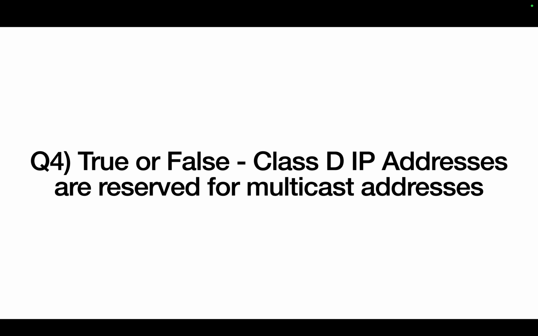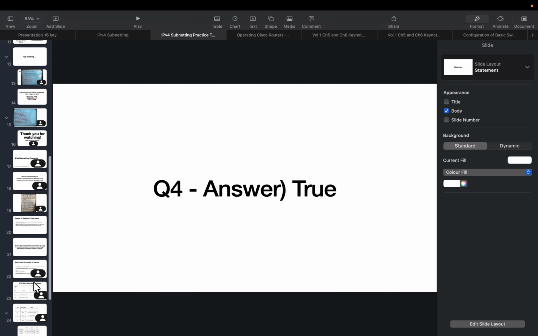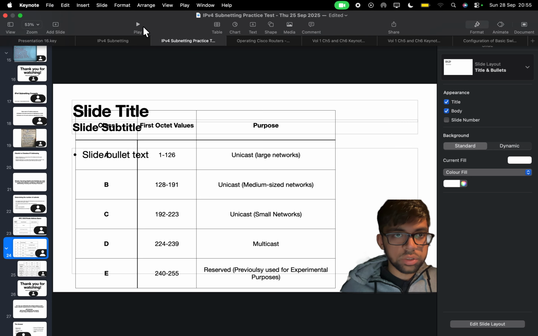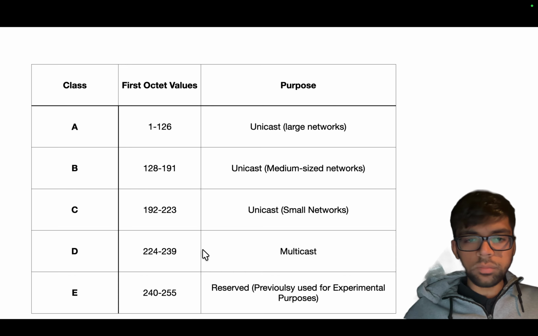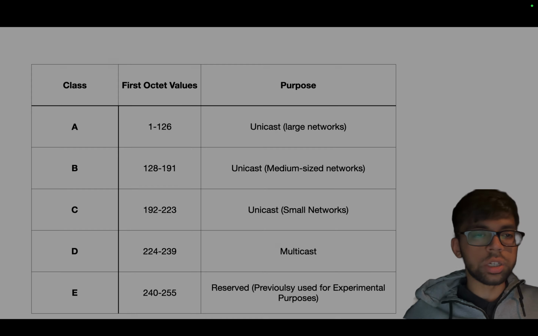Okay, so the answer is true. Class D IP addresses are reserved for multicast. I'll show you here. If you see here, we've got Class D, 224 to 239. That's reserved there. That's for multicast addressing.